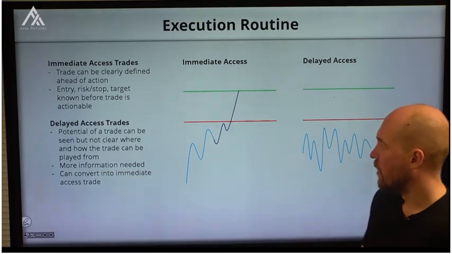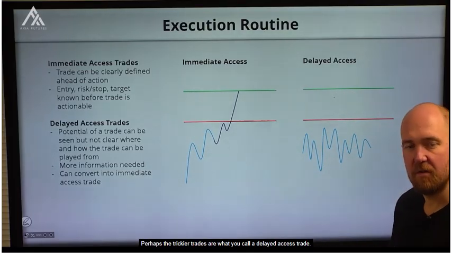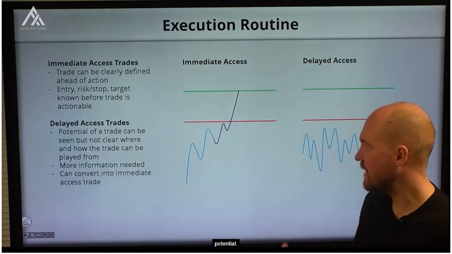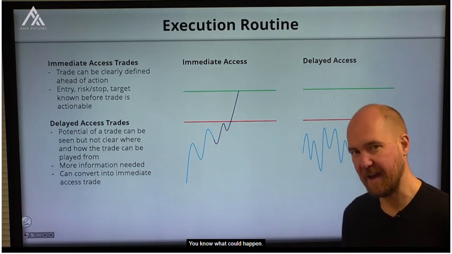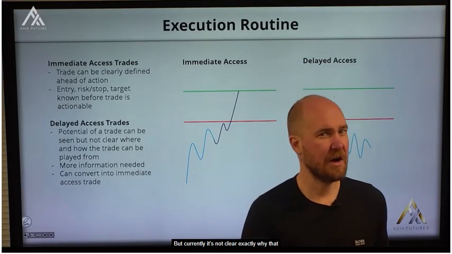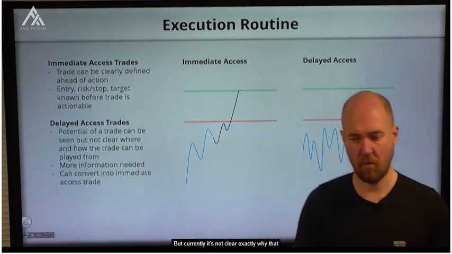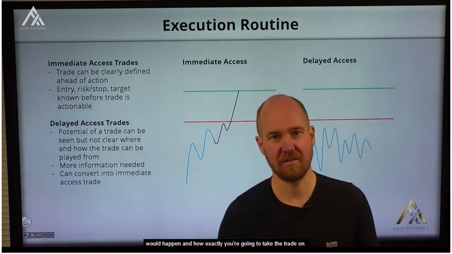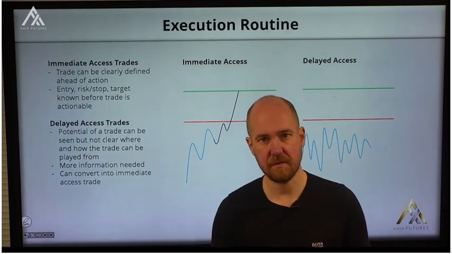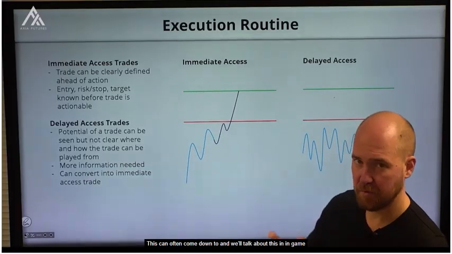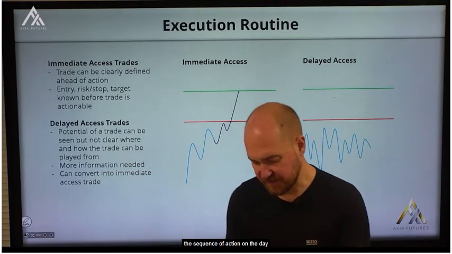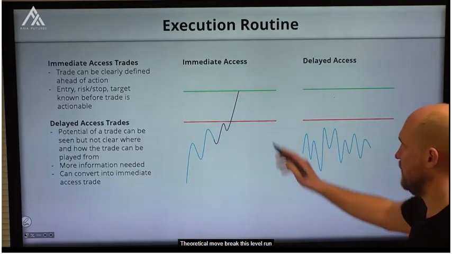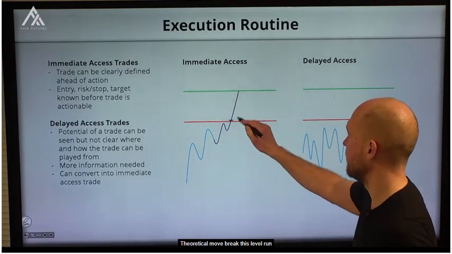Now, perhaps the trickier trades are what you call a delayed access trade. A delayed access trade is one where you can see the potential. You know what could happen, but currently it's not clear exactly why that would happen, how that would happen, and how exactly you're going to take the trade on. This can often come down to, and we'll talk about this in game planning, the sequence of action on the day. Take, for example, this move here. Theoretical move, break this level, run to this level.